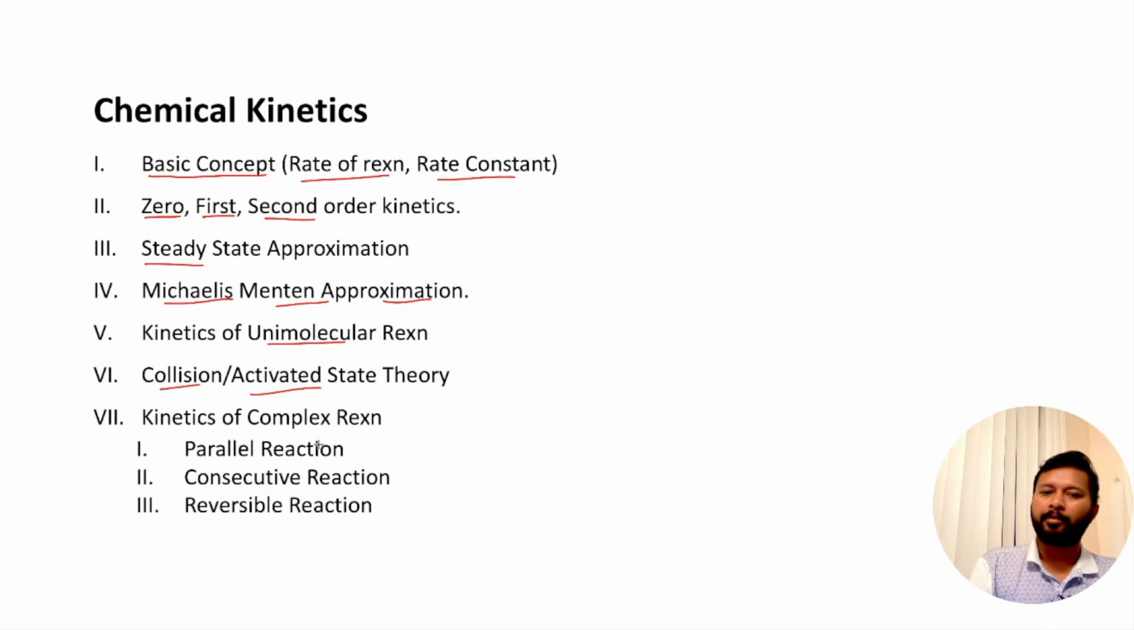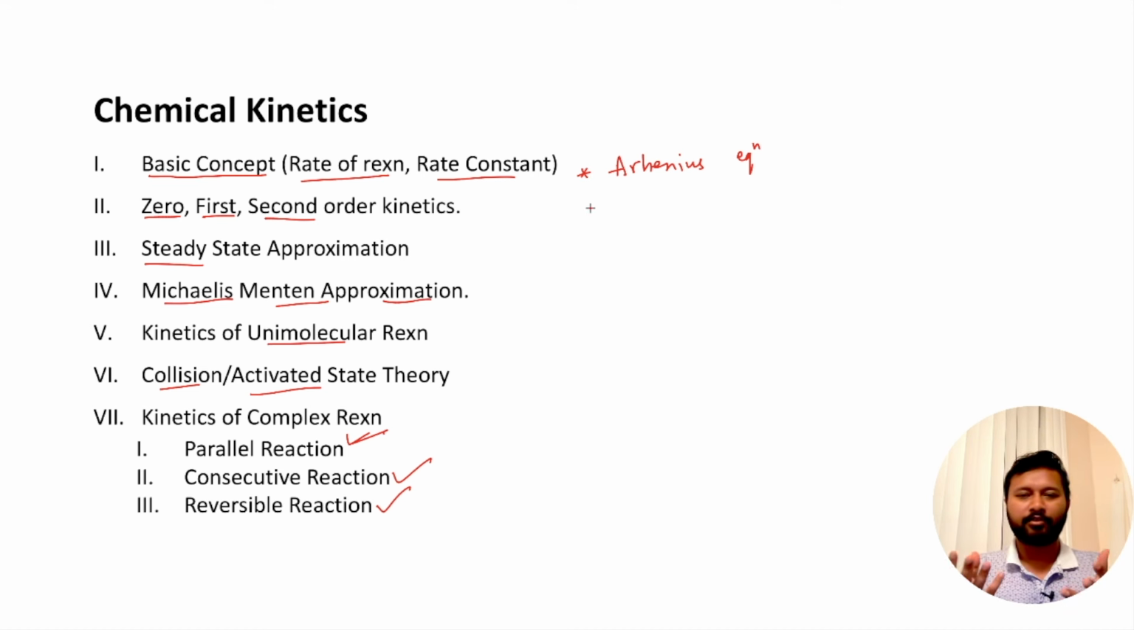Then kinetics of complex reactions, including parallel reaction, consecutive reaction, reversible reaction. These are certain topics. See, chemical kinetics is one of the topics which has a reasonable weightage, and it's not that vast. Of course, the chemical kinetics chapter can be divided into 3 parts. Part 1 has just the basic concepts, Arrhenius equation. Why am I forgetting the Arrhenius equation? Yes, Arrhenius equation is also there, so just include that as well. The basic concepts and Arrhenius equation make the first part.